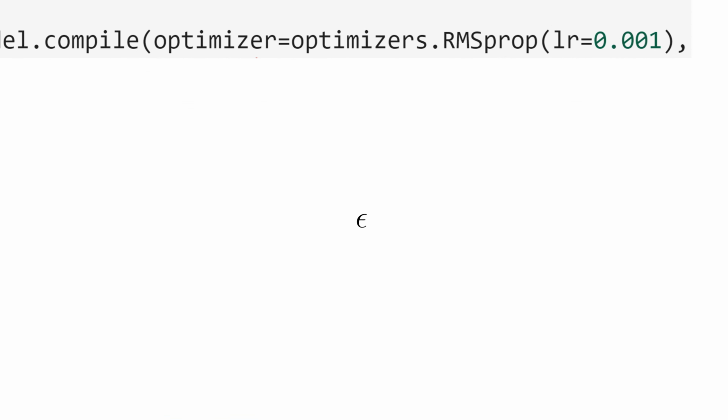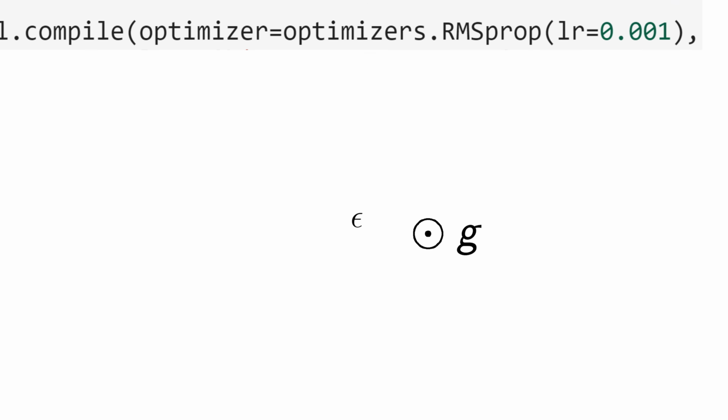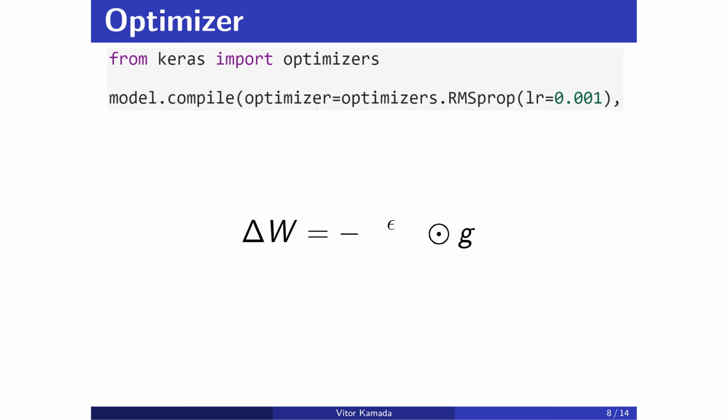Learning rate or steps are given by epsilon. Epsilon controls how fast the gradient will converge and find the local or global minimum. Epsilon is element-wise multiplied by the gradient to update the W's. This would be the regular stochastic gradient with fixed learning rate.